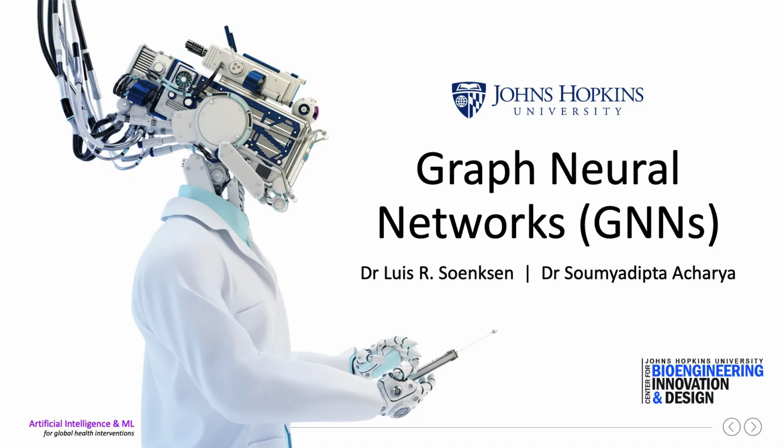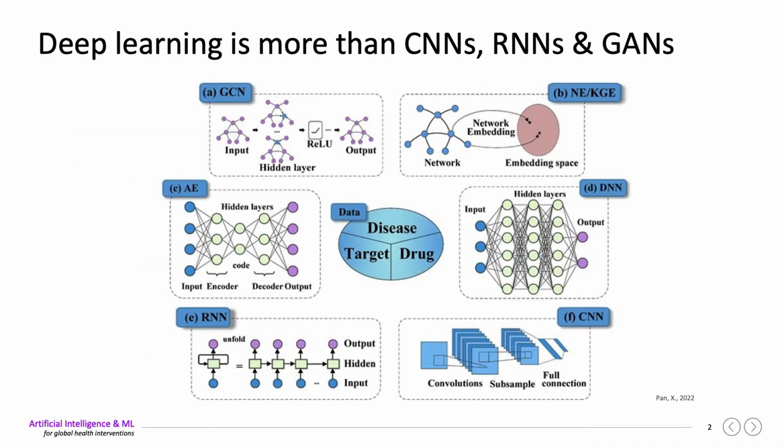By the end of this lecture, you should understand what a graph is mathematically, why standard convolutional and recurrent architectures struggle on graphs, how the message passing framework lets a neural network learn on irregular structures, and how specific models like graph convolutional networks, GraphSAGE, and graph attention networks actually work. Let's begin by placing GNNs inside the broader deep learning landscape.